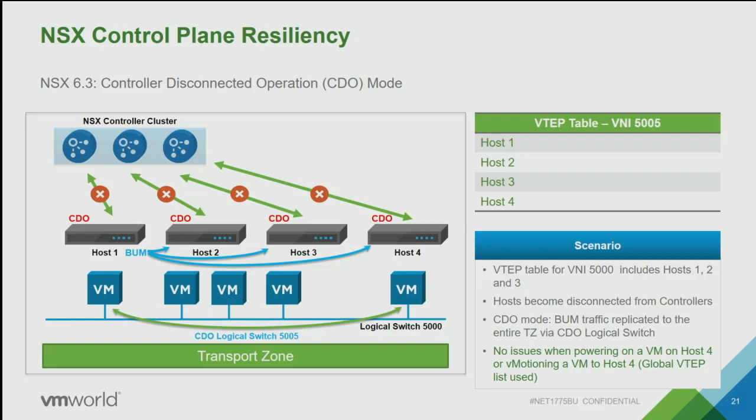I'm curious, is there any integration with DRS so it's aware? So if your controllers go down, is DRS aware of the fact that your controllers go down, so as not to vMotion if you don't have CDO enabled? No, there isn't. Another good feature request to your TAM.